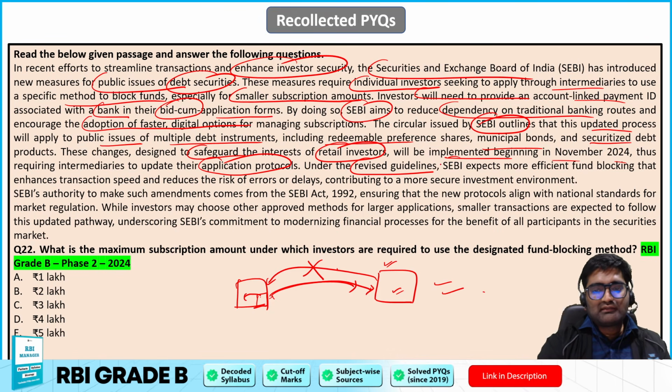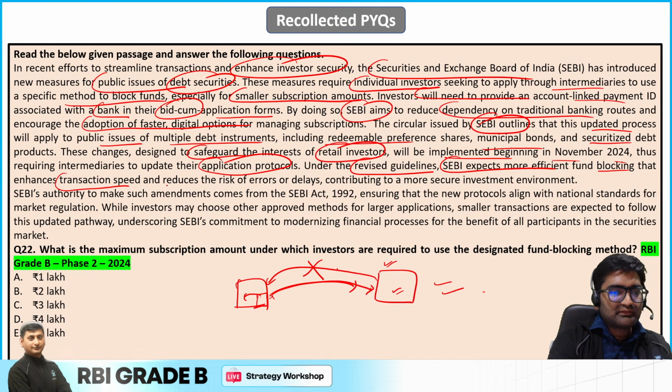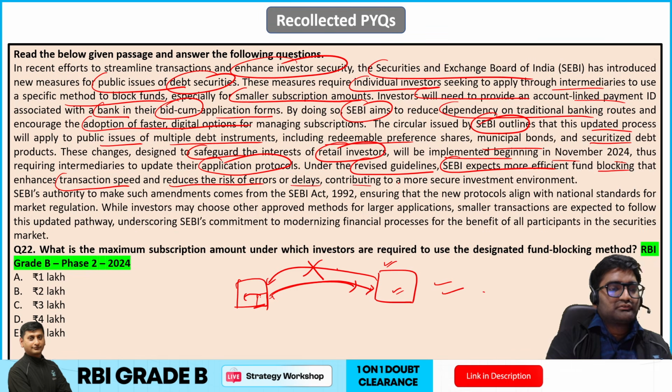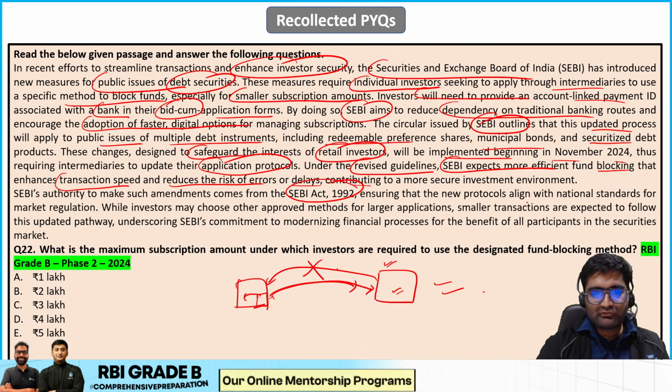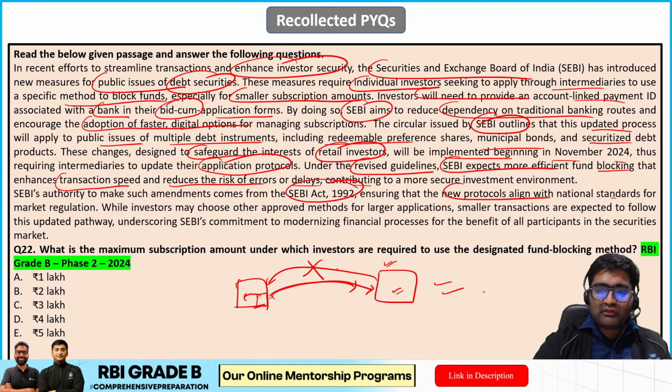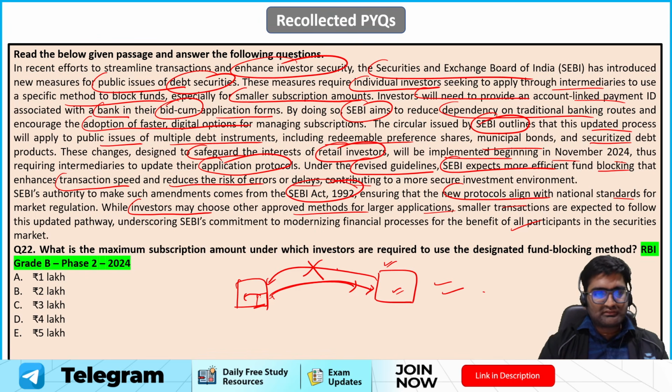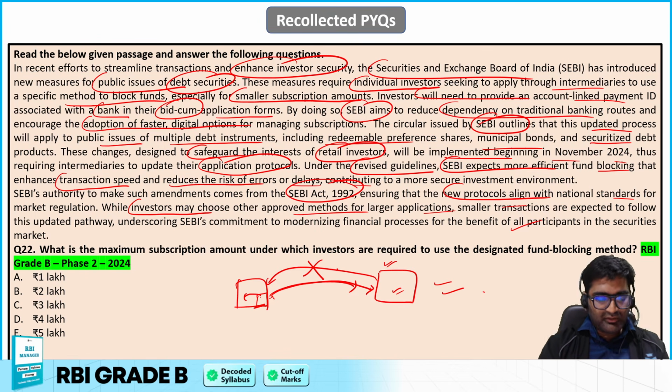Under revised guidelines, SEBI expects more efficient fund blocking that enhances transaction speed and reduces the risk of errors or delays. Okay, SEBI's authority to make such amendments is as per the SEBI Act of 1992, ensuring that the new protocol aligns with the national standards of market regulation, and investors may choose other approved methods for larger applications. Smaller transactions are expected to follow this particular pathway.